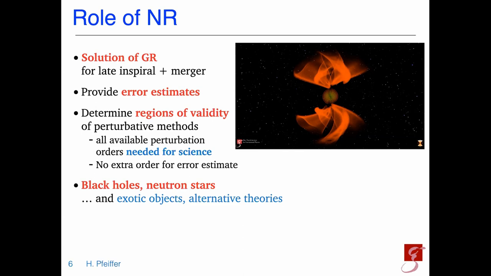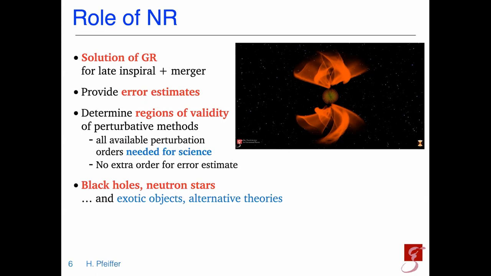This is quite important because as of today, the accuracy needed is so high that all the results of the perturbation theory are actually needed for the science. You can't use the next higher order of post-Newtonian theory to get an error estimate on how good post-Newtonian theory is because we don't have it. And then once we have it, we actually need to get as accurate templates as possible. And in addition, numerical relativity should also cover all objects that are floating around and that we can think of: the black holes I'm talking about, the neutron stars that Ian Hawke has been talking about, but also exotic objects and alternative theory eventually, even if presently very little work has been done on this front.